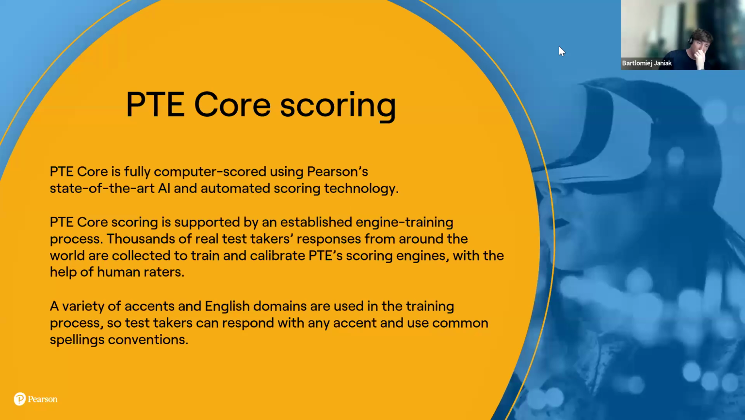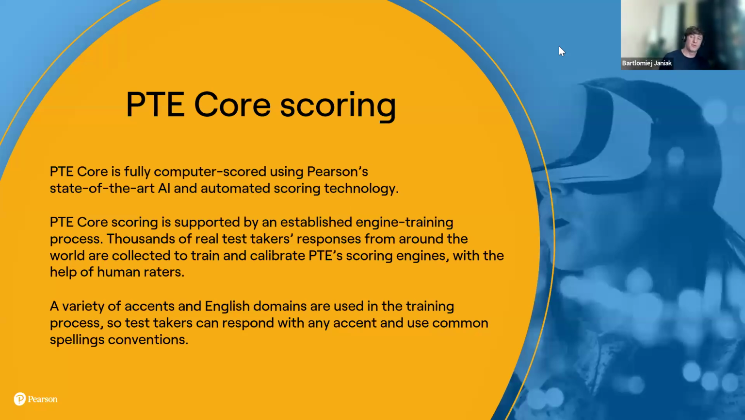The point to remember when it comes to PTE Academic, when it comes to PTE Core, is that a variety of accents and English domains are used in the training process of the engine. So the test taker can respond with any accent and can use common spelling conventions. So you shouldn't be afraid.